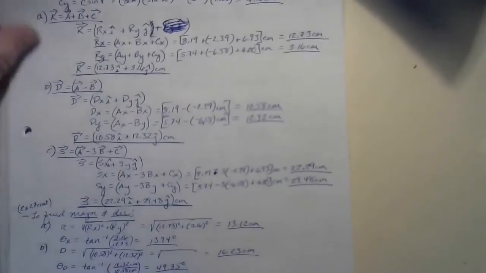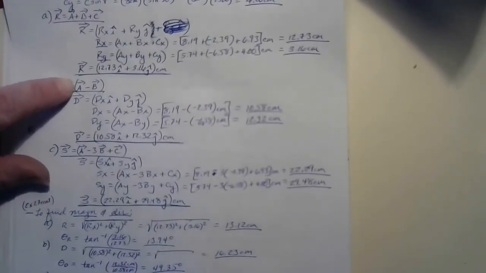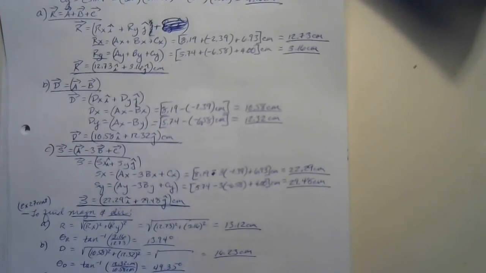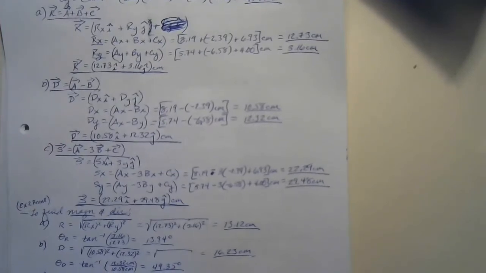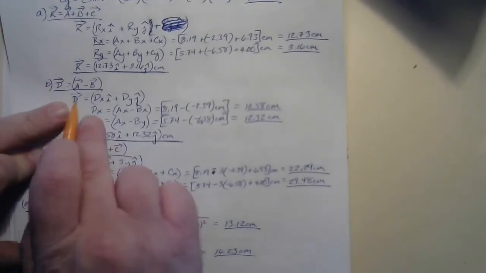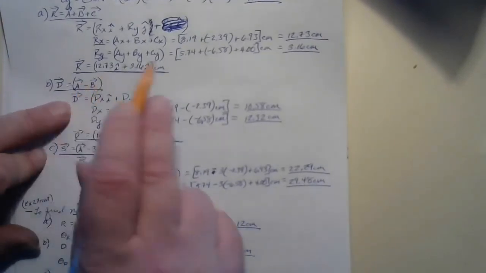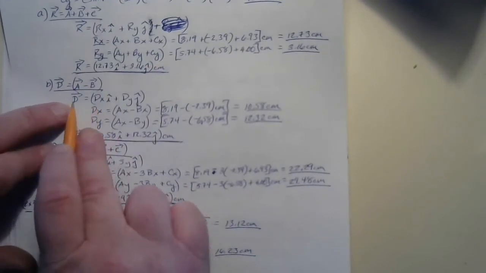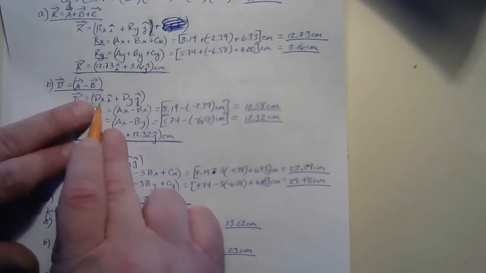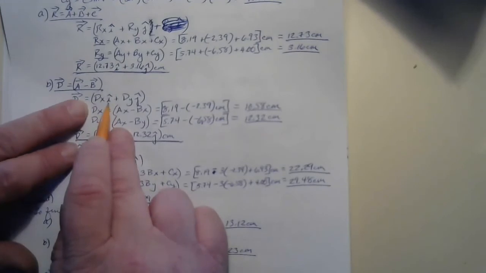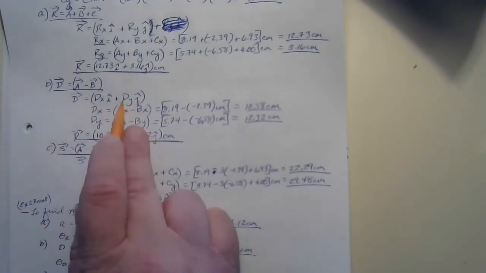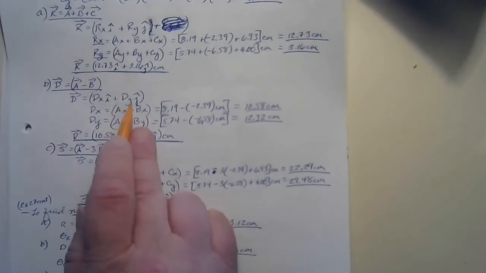Okay, the difference of vector A minus vector B will be a similar idea, only you're subtracting instead of adding. And we're only subtracting A minus B, and C is not involved in this part at all. So the difference vector is going to be the x component of the difference vector times the unit vector in the x direction plus the y component of the difference vector times the unit vector in the y direction.